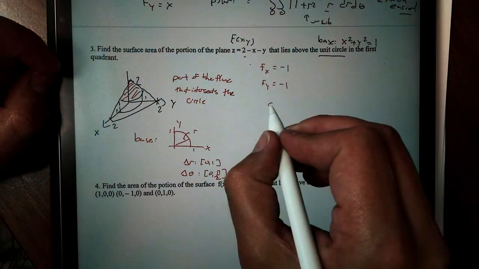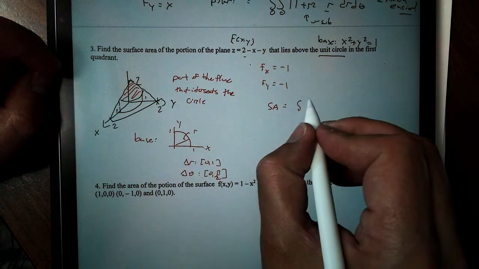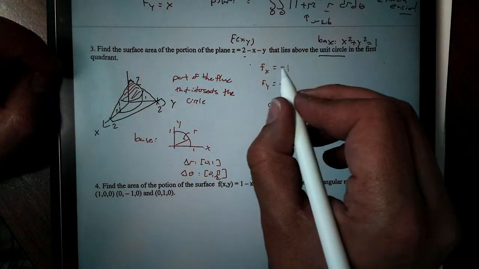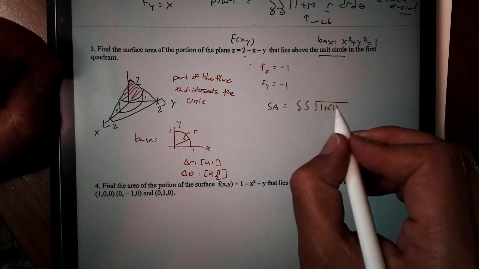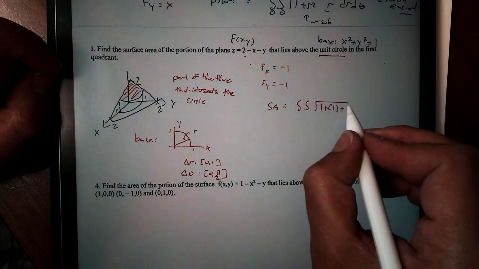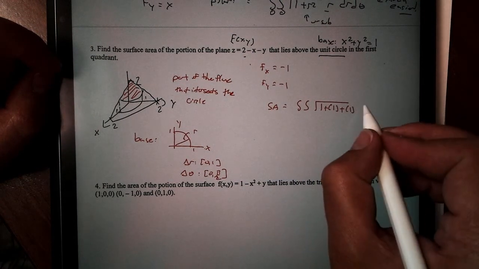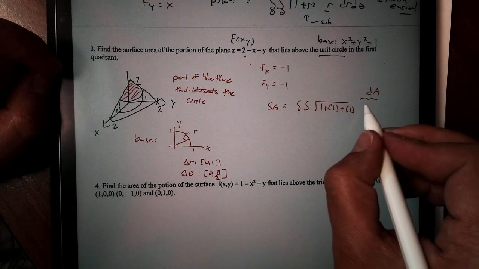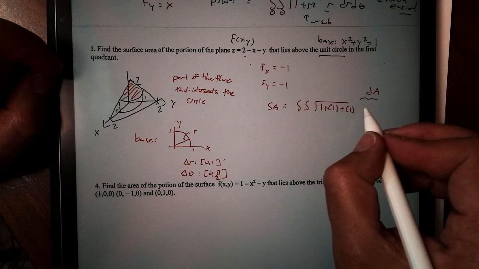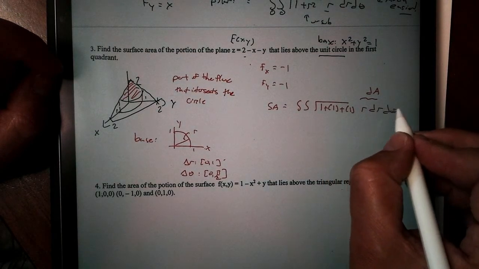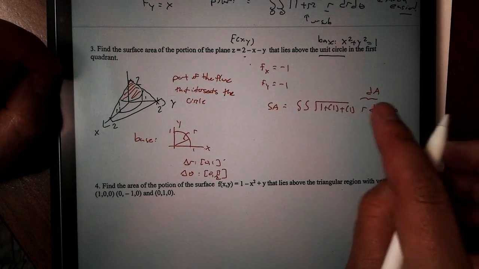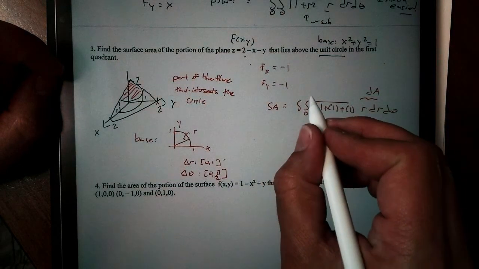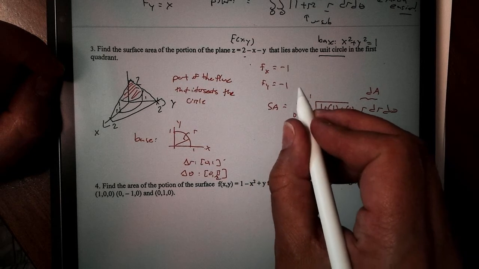So when I write out my surface area equation, we get our double integral, the square root of 1 plus the partial with respect to x squared, which is 1, plus the partial with respect to y squared, which is also 1. Now, don't forget, we have this dA right here. For us, that's going to be, because we're in polar this time, r dr d theta. I'm going to choose polar because I'm actually going to solve this one here. And my domains go from r from 0 to 1, and theta from 0 to pi over 2.